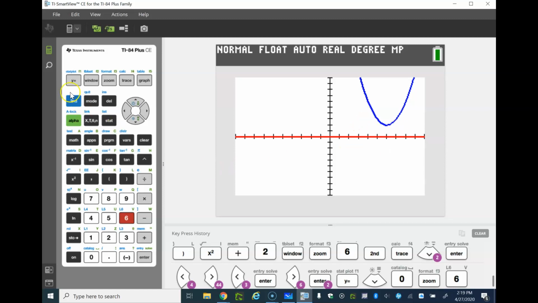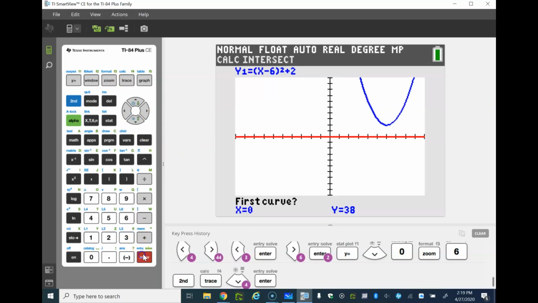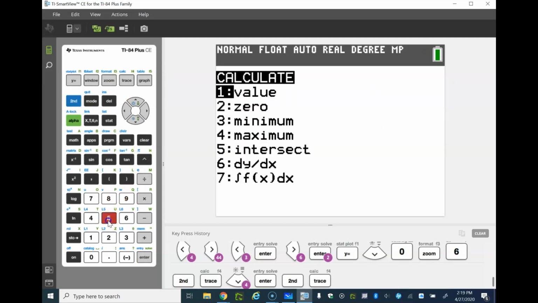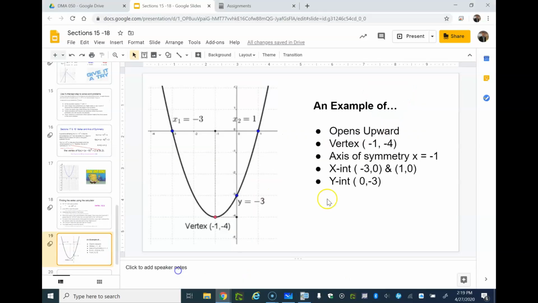But if it did, we'll hit second trace. We go down to number 5 for intersection. And then wherever it intersects, so say if the graph looks like this, it intersects here, go to your cursor, hit enter 3 times, 1, 2, 3, hit second trace, number 5 again, move your cursor onto the second part where they intersect and hit enter 3 times. And that gives you the x-intercepts.